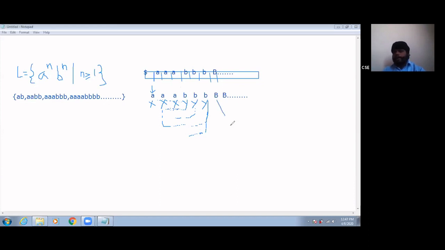Whenever there is a blank symbol, it means you have scanned the entire input string, and whenever you encounter this blank symbol, you go to the final state. Whenever a blank symbol is encountered, that means your input string is completed, and you go to the final state. So this is what the logic is here.